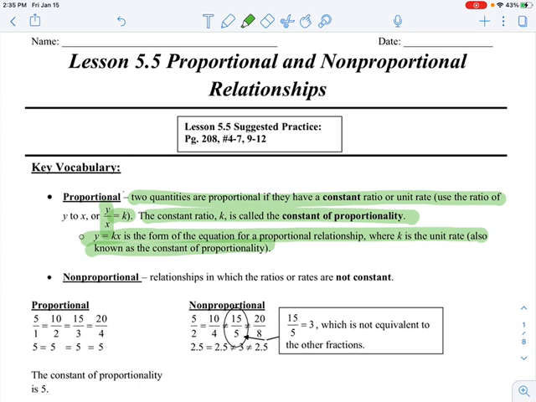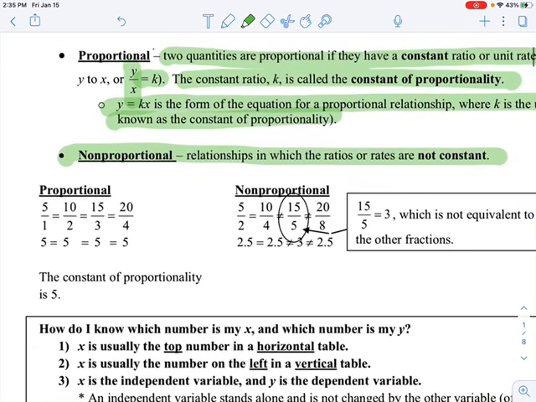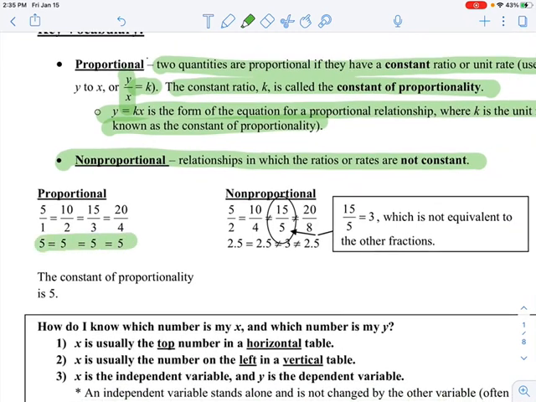Now, if the relationships in the ratios or rates are not constant, we call them non-proportional. So you can see two examples here. In the first example, all of these, when you divide them, equal 5. But in these over here on the right, the 15 divided by 5 is 3, and the other ones do not equal 3.